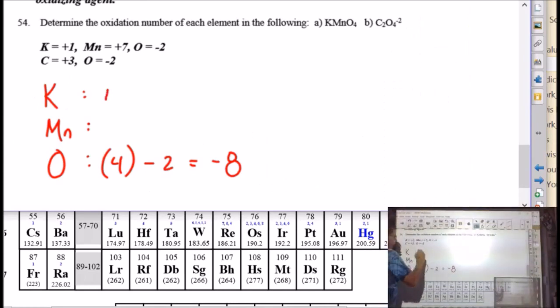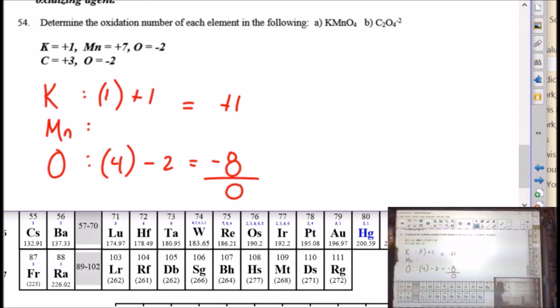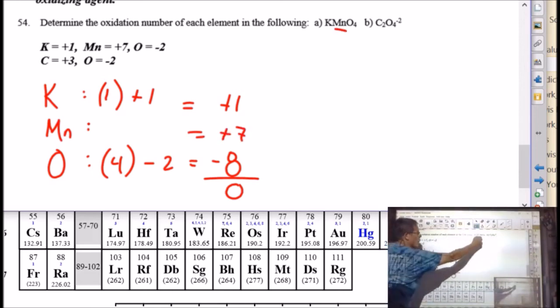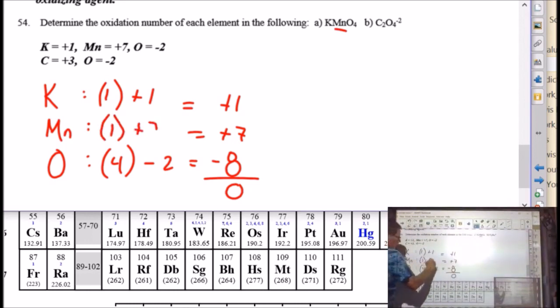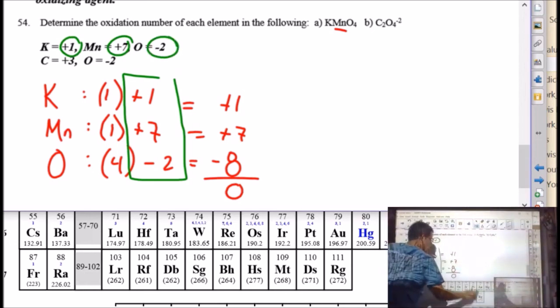Therefore, how many do we have? Only 1, so we have 1 potassium with a +1 charge. Therefore, that equals +1. And since we know that the whole compound has a total charge of 0, then we must have a +7 charge for our manganese because we only have 1 manganese as well. So your oxidation numbers are actually these right here. So that's how I got my +1, +7, and -2. Let's take a look at the next one.